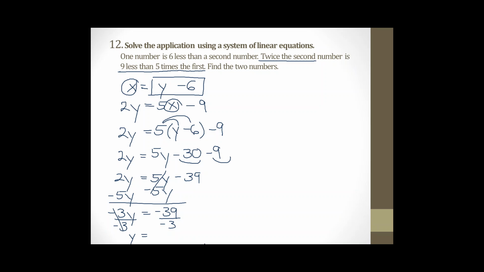Anybody? Oh, I see it. Positive 13. Because negative divided by a negative is a positive 13. Good job. Okay, so we found the second number. Now we have to go back and use either one of the two original equations, and in this case I am using the first one because it just looks simpler, less work, and I'm plugging in 13 for y. So x equals 13 minus 6, so x is equal to 7.